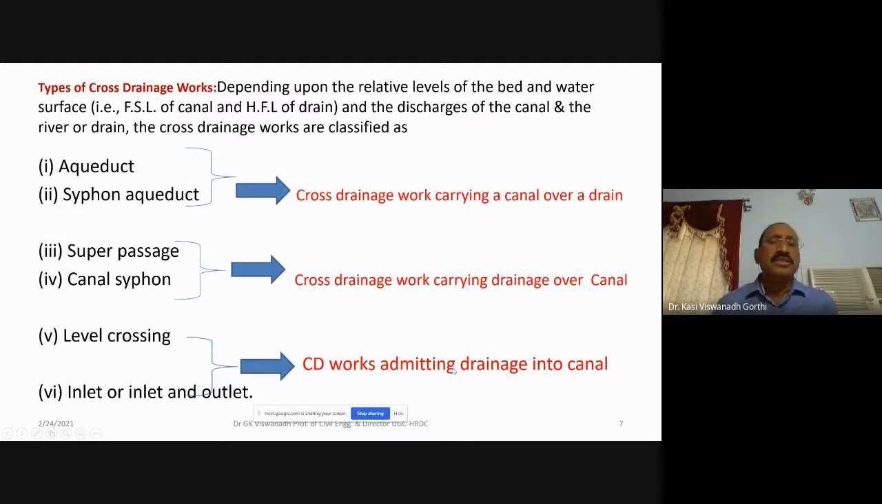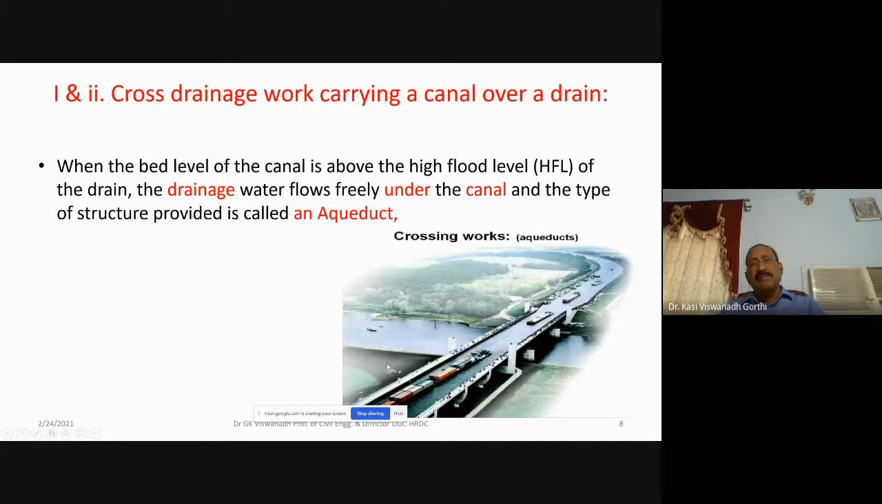So you have now 6 different cases, like 1, 2, where the CD work is carrying canal over the drain. 3 and 4, super passage or canal siphon, where the CD work carrying drainage over the canal. And if both are admitting one into the other, then it is a level crossing or inlet and outlet. So there are 6 different types of structures for 3 different cases. Let us discuss them in detail.